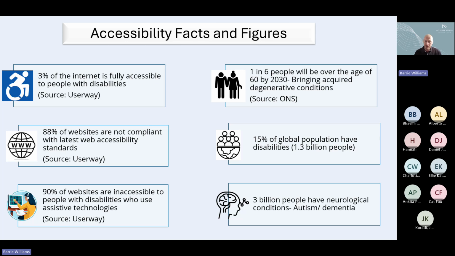15% of the global population have disabilities, so that equates to about 1.3 billion people, which is always very interesting when you hear companies say, well, actually, we haven't done a lot for disabilities. It's a big, big portion of the population that they are missing out on.